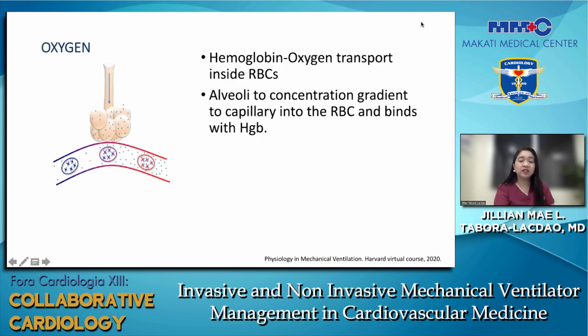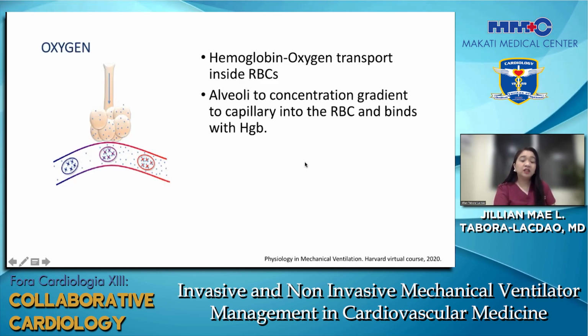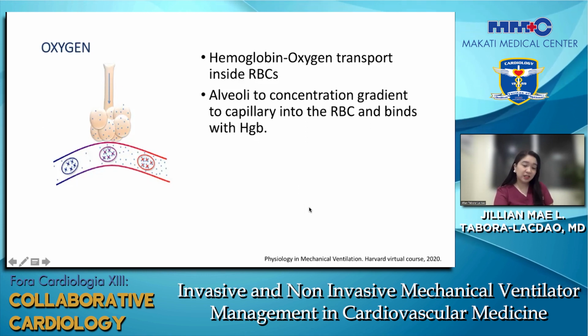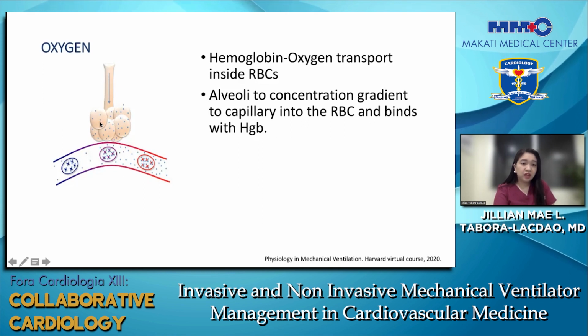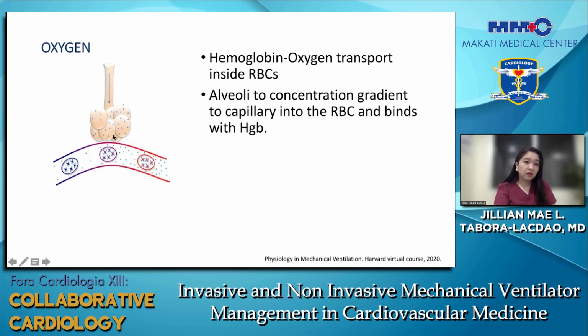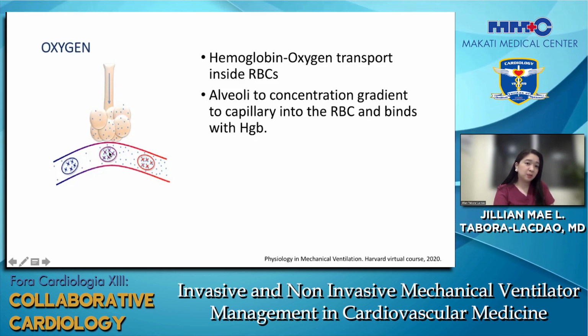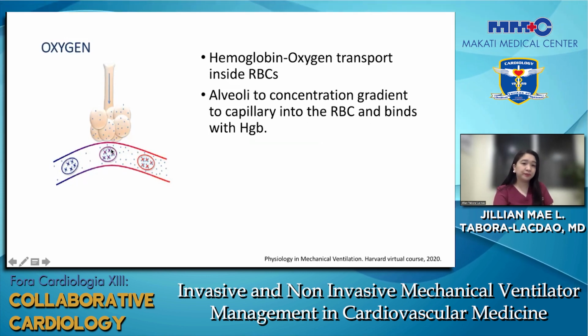Oxygen is transported in the blood through the hemoglobin oxygen transport in the RBCs. So it goes to the alveoli, down the concentration gradient, to the capillaries, into the RBCs, and it binds with the hemoglobin. If you can see here, the blue X's are the oxygen, and when it goes from the alveoli to the capillary basement membrane into the bloodstream, these marks are your RBCs and hemoglobin, and every molecule of oxygen attaches to the hemoglobin.